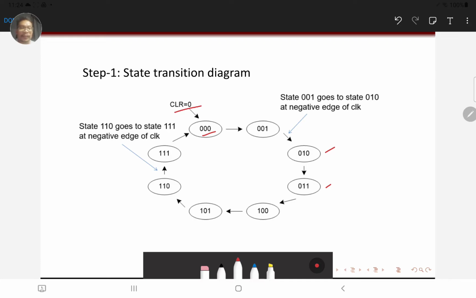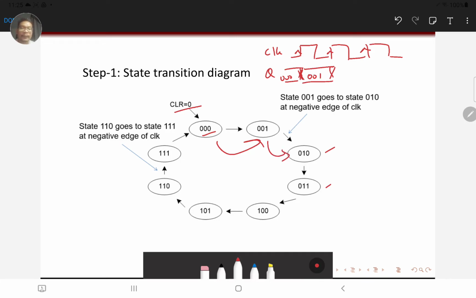Essentially what we want to do is, if we have a clock signal, at every positive edge of the clock, we want our Q to be, initially, 000. Then 000 transfers to 001, so at the next clock it will be 001. From 001 the next state is 010, so it's going to go to 010 here. So 001 to 010. At every positive edge of the clock, we are going to go to 011 and so on.